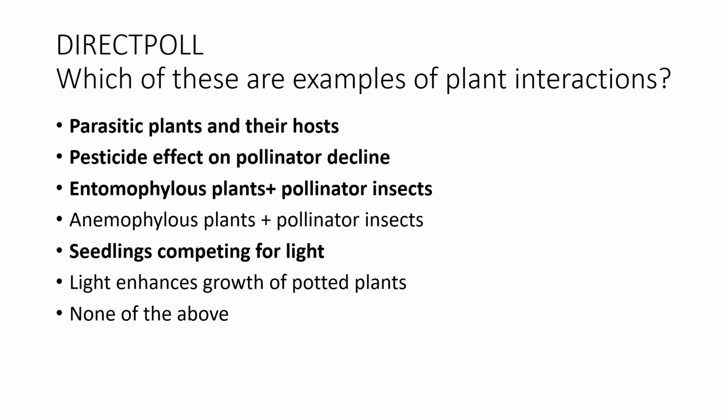The effect of pesticide on pollinator decline might not be a very obvious interaction, but it can be classified as an indirect interaction between humans and pollinators. It is the human behavior, the use of pesticides, that negatively impacts the interaction.